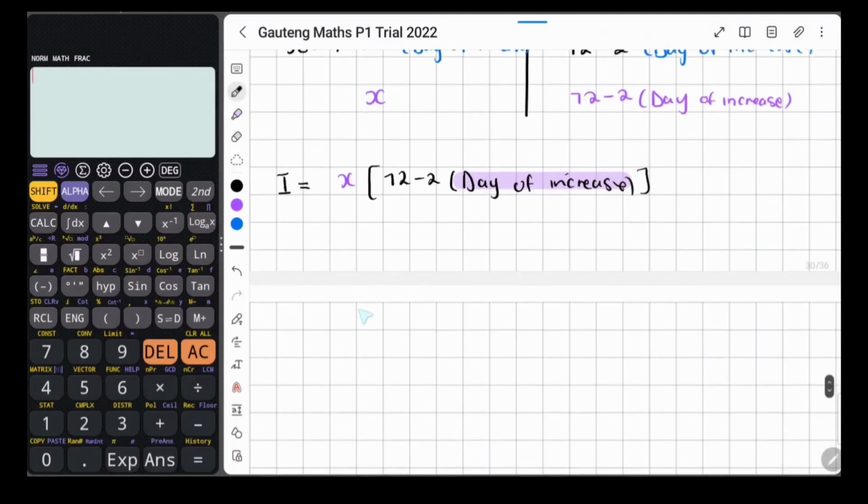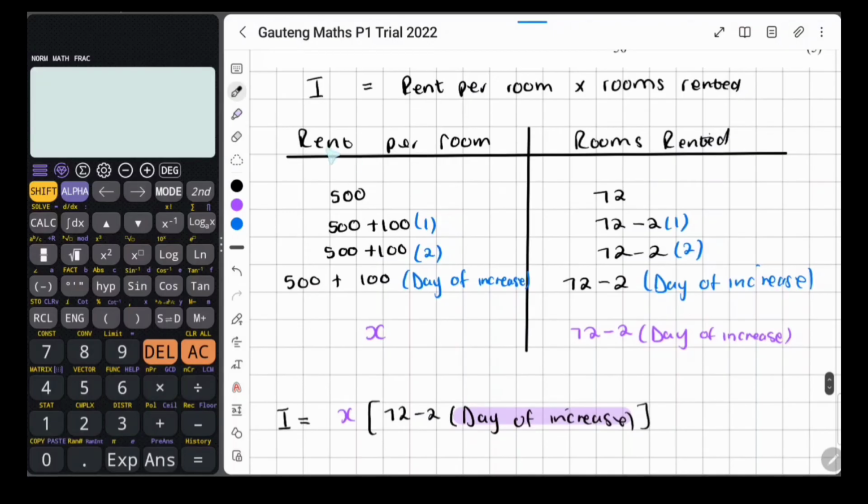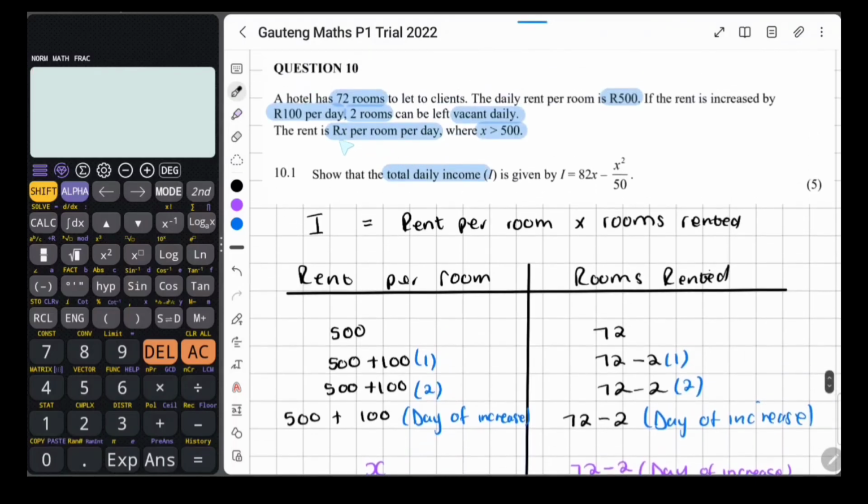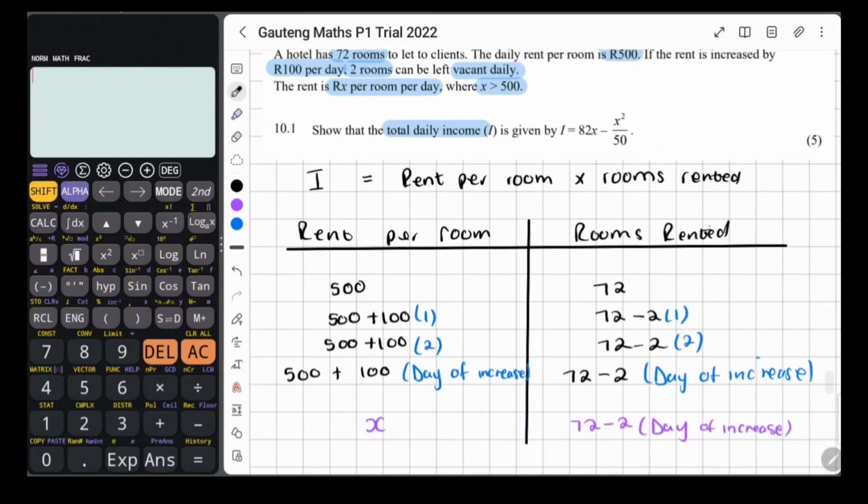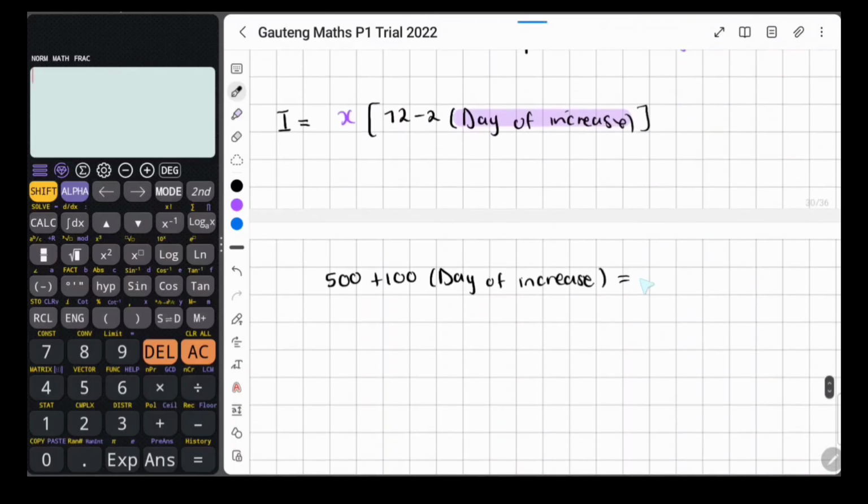So we're simply just going to say the 500 plus 100 times the day of increase, that being the formula for your rent per day. We're saying that that is actually equal to X because that's what they told us. They told us that X was the rent per room per day. So we're going to equate that with X. And now all we have to do is make this the subject.